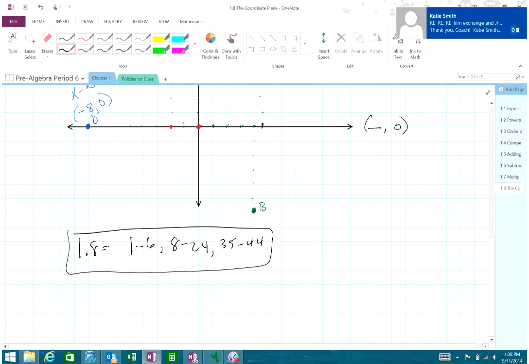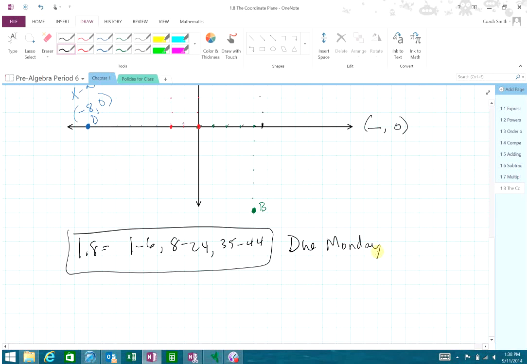Okay, so I want you to do one of two things. You can either go over problems from your homework that you missed from sections 1 through 7 for the test tomorrow, or you can start working on the 1.8 homework that's due on Monday. Is that one of those two things? Okay. Okay, so get to work on one of those two things.